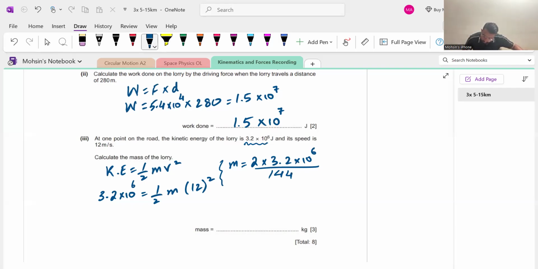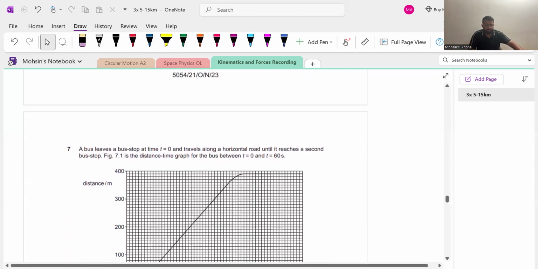So it is 4.4 exponent 4 kilogram. So it was an easy one.